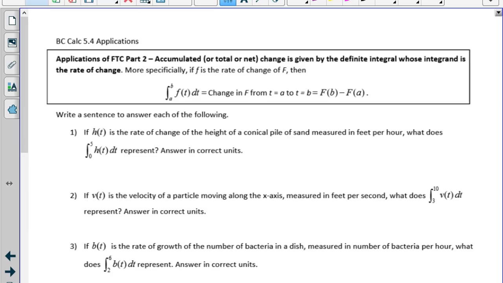This is applications of the fundamental theorem of calculus, a little practice on part one of the fundamental theorem of calculus, and then some more applications of the fundamental theorem of calculus part two, dealing with graphs and accumulating area.